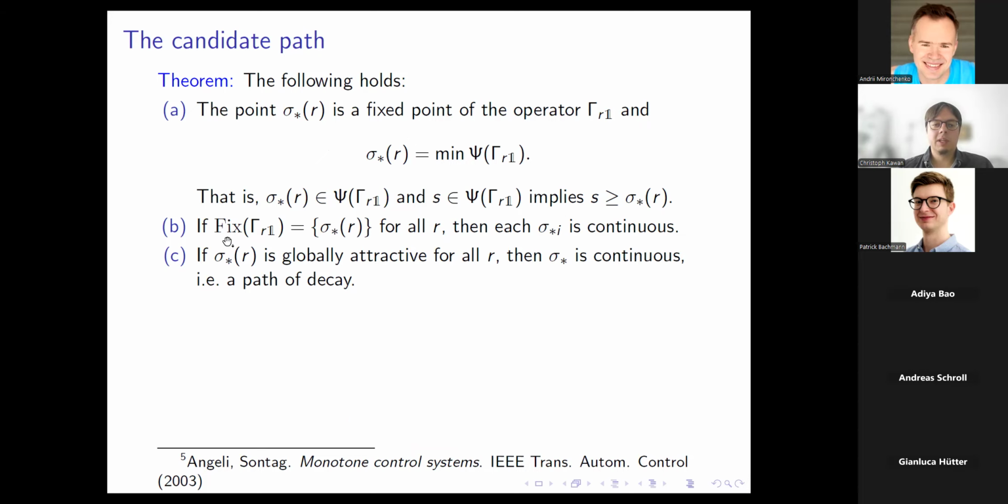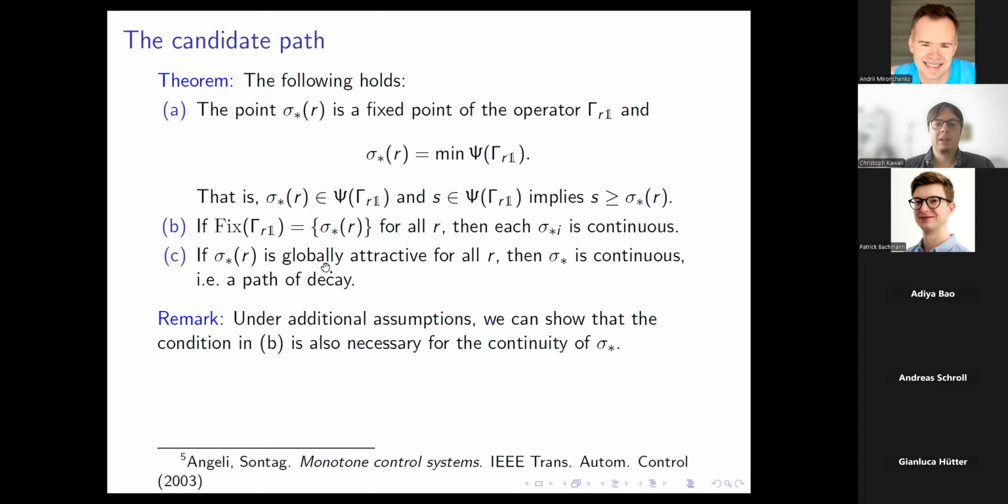And we can show that if the fixed point is unique, if there is no other fixed point for this operator for every R, then already the component functions of sigma star must be continuous. And if we have more, namely that it's not only the unique fixed point, but a globally attractive fixed point for every R, then we can show that the whole sigma star is continuous. That means a path of decay. So here we have a first sufficient condition for the existence of a path of decay. We need this global attractivity, right?